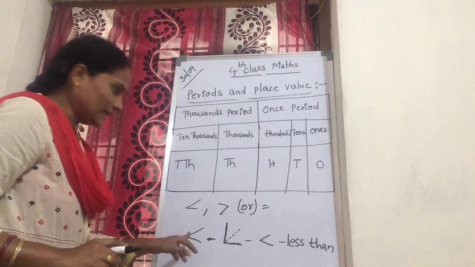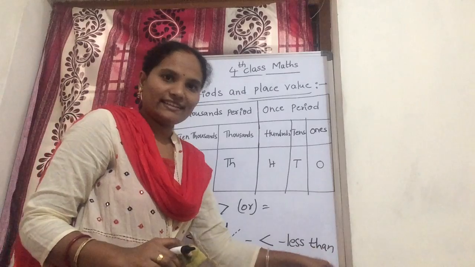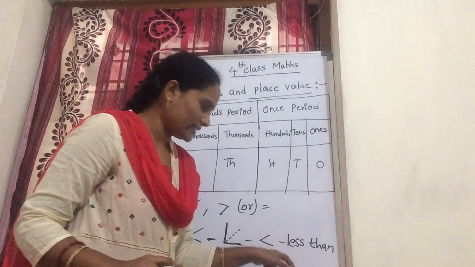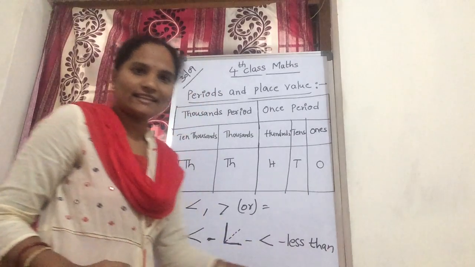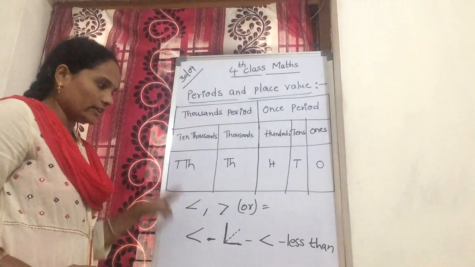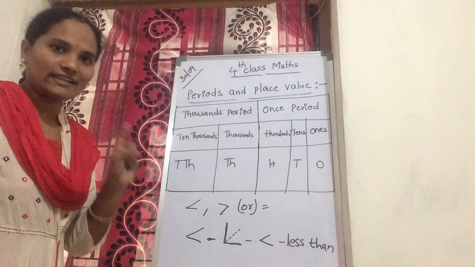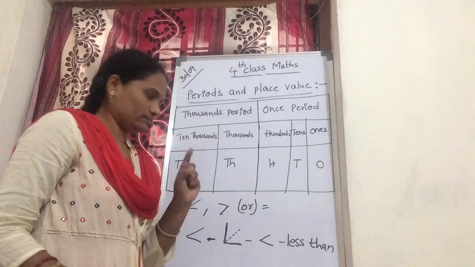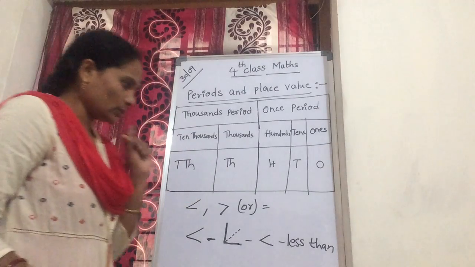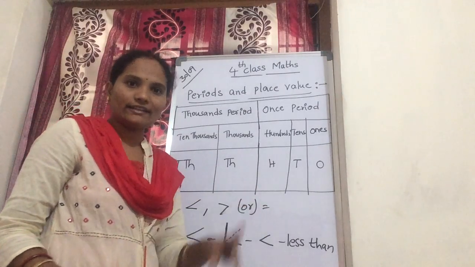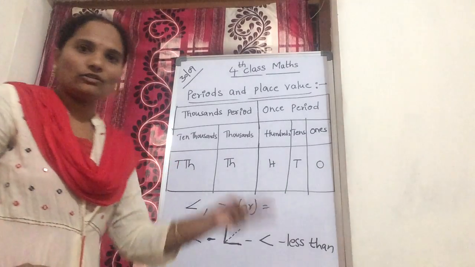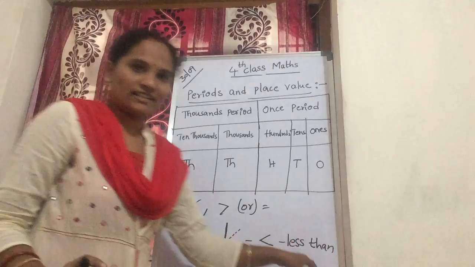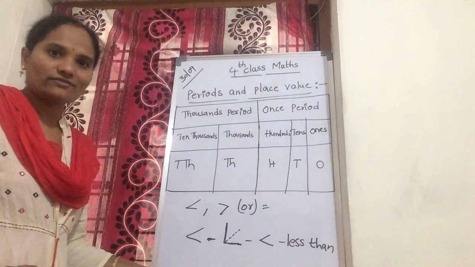How to read this symbol? Less than. L for less than. Like L, I bend it like that, and now you get this symbol. L for less than. Keep this in your mind. We only use two symbols. One is less than. Another one is what? Greater than. You can remember two names, less than and greater than. So you can remember L for less than.